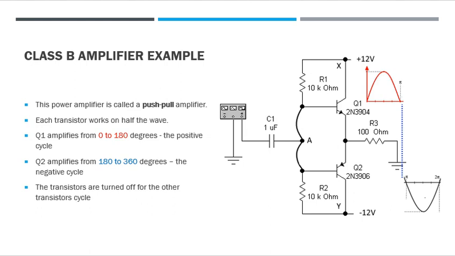A Class B amplifier example is a push-pull amp. What we have is a transistor here and a transistor here. This is an NPN transistor. NPN transistors generally work on a positive voltage, like 12 volts. This is a PNP transistor, and usually PNP transistors work on negative voltage power supplies. Q1 amplifies from 0 to 180 degrees, the positive cycle, and Q2 amplifies from 180 to 360 degrees. The transistors are turned off for the other transistor's cycle. So Q1 is turned off when Q2 is on, and Q2 is turned off when Q1 is amplifying and conducting.